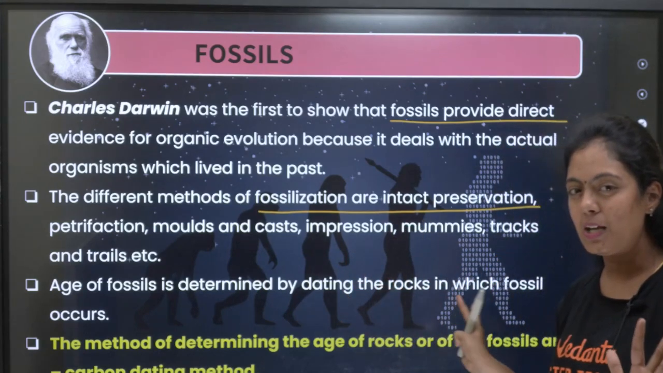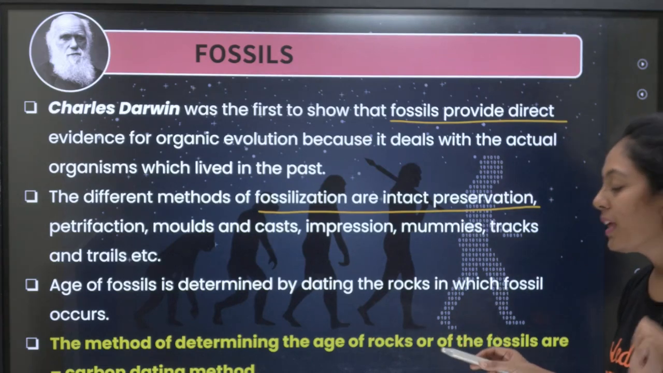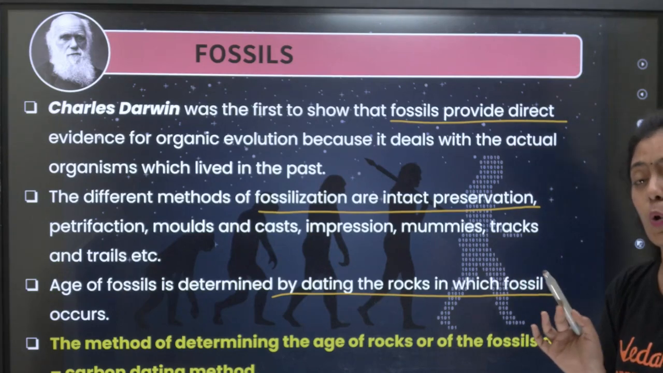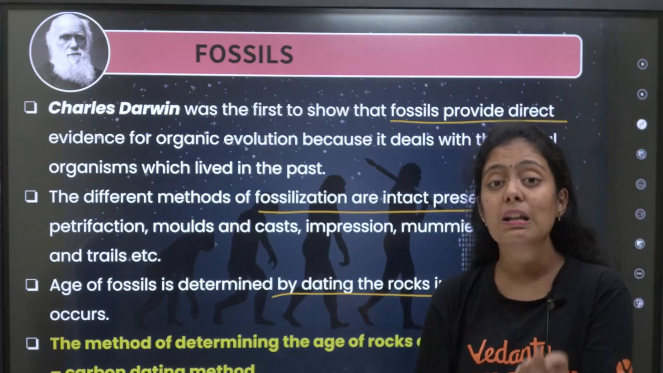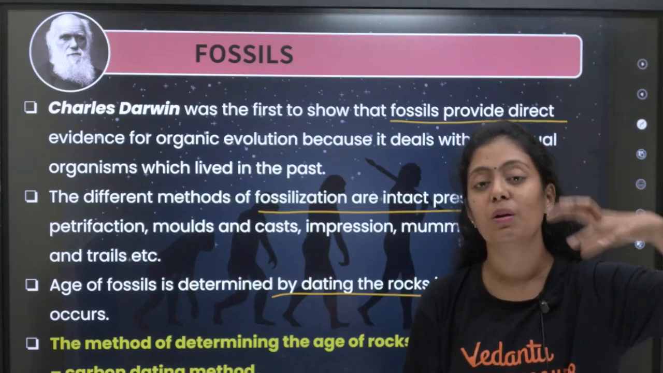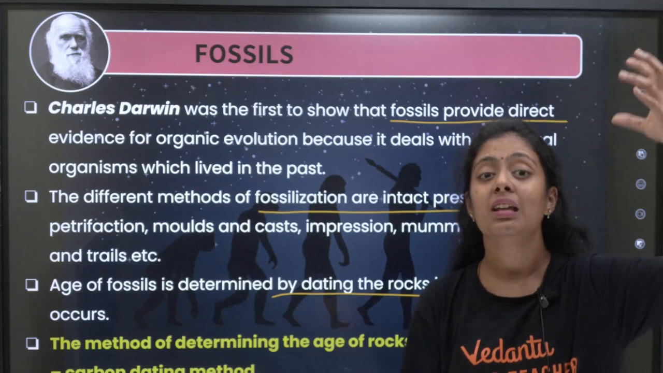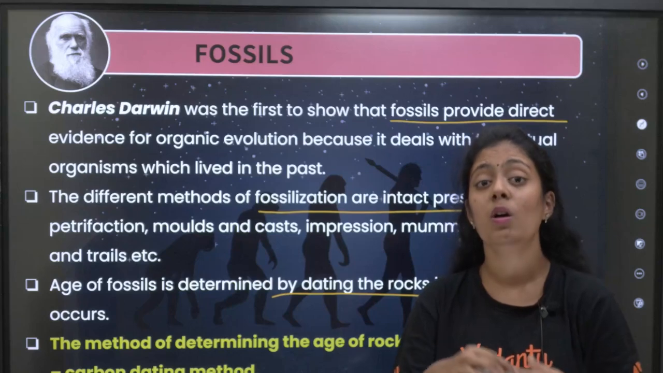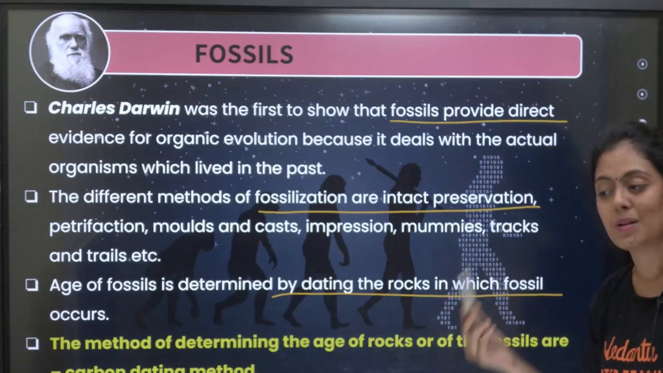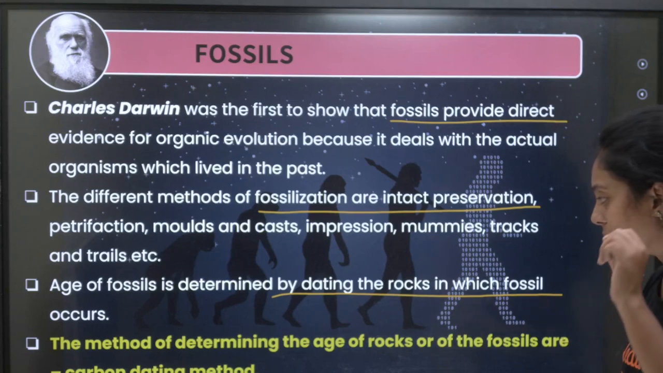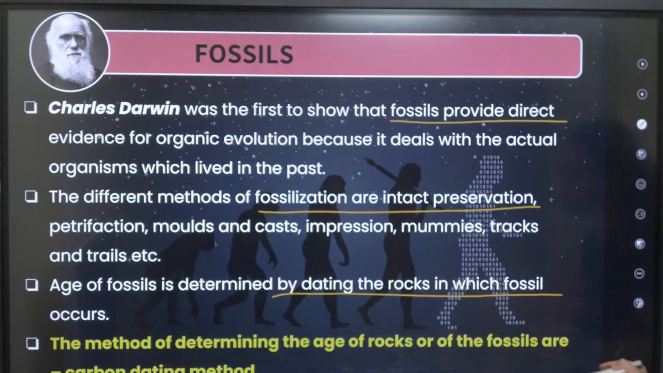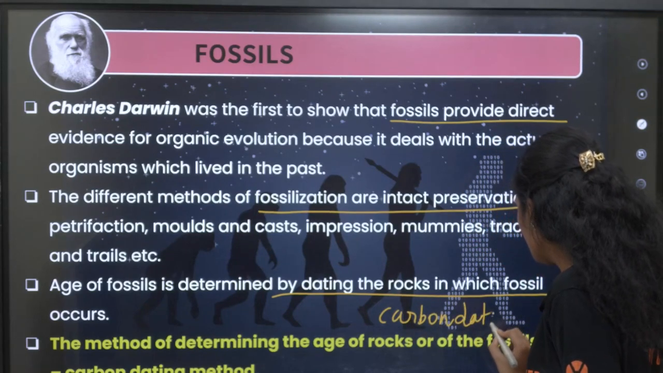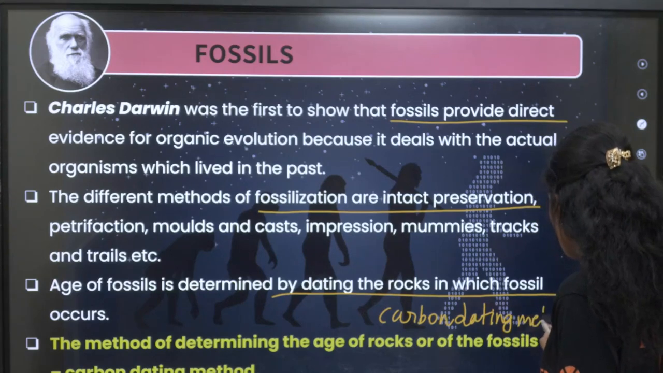This is out of syllabus. Just try to understand how a fossil is prepared. The age of fossils is determined by dating the rocks in which the fossil occurs. It is a very interesting thing. I can actually find out in which year this particular living organism, that is now present as a fossil, was alive. Was it 500 years ago? Was it 1000 years ago? We can do it by dating. Okay, carbon dating and so on. The method of determining the age of the fossil is called the carbon dating method. So what method do we use? The carbon dating method.